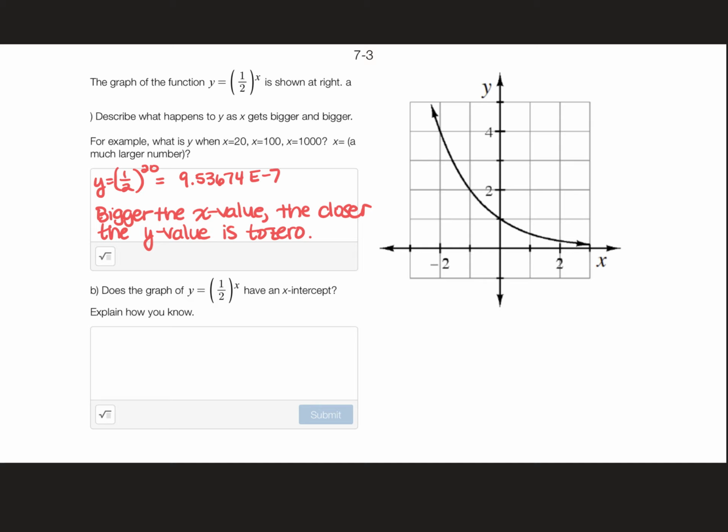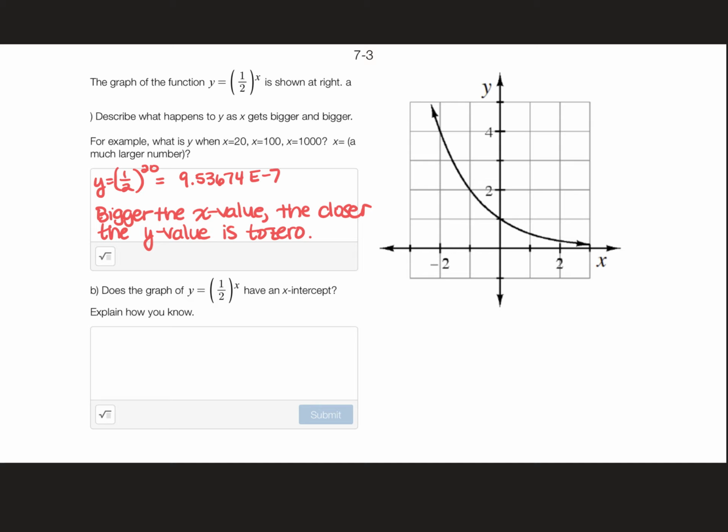So then the next question says, does the graph of 1/2 to the x power have an x-intercept? So in other words, is there some way that I can get my y value to be 0? Is there some power of 1/2 that would give me a y value of 0?